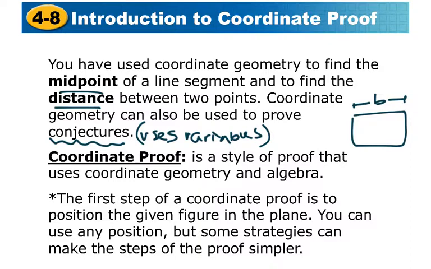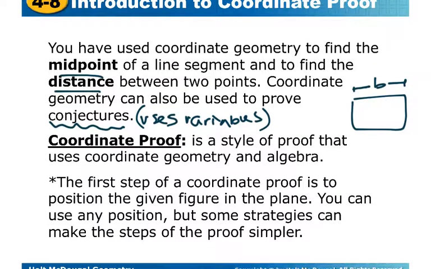Okay. So in the coordinate proof, it's a style of proof that uses coordinate geometry, meaning we get some coordinates involved and we have it on a grid. And then, of course, the algebra that goes with that. The first step of a coordinate proof is to position, as I just mentioned, kind of by that 0, 0 origin, the given figure in a plane, so you can use any position, but some strategies, of course, make sense.